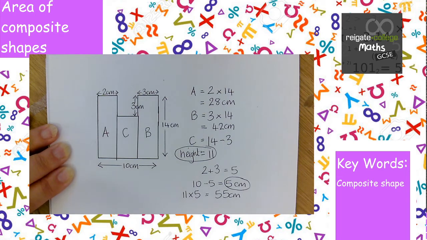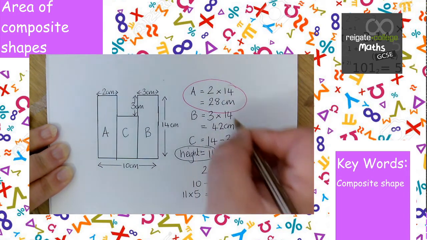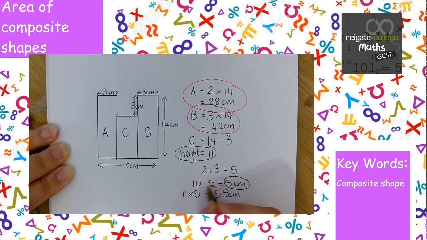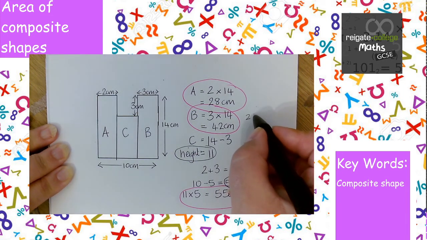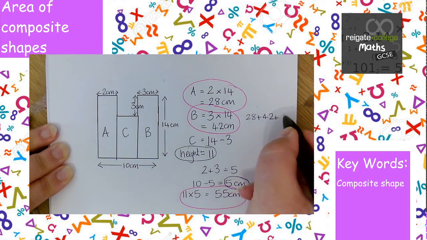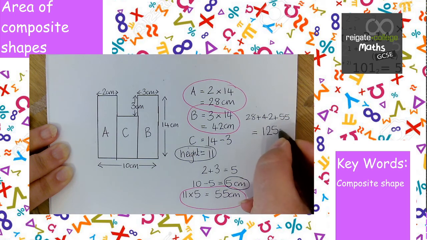All that's left for me to do is add up each of the 3 rectangles. So rectangle A, rectangle B and rectangle C. 28 plus 42 plus 55 gives us a grand total of 125 centimetres squared.